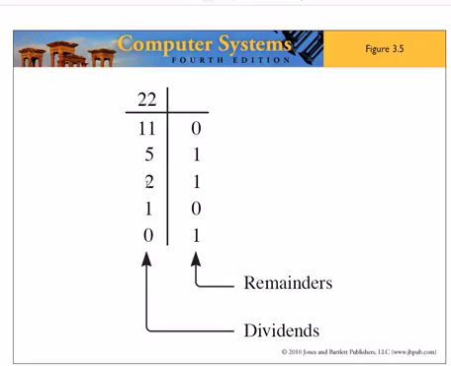2 into 5 goes 2, remainder 1. 2 into 2 is 1, remainder 0. 2 into 1 is 0, remainder 1. Once I get a 0 in this column, I am done. And my number is this, going from bottom to top, 1 0 1 1 0. So my number is 1 0 1 1 0, which is 22, and I believe that's what we had previously.